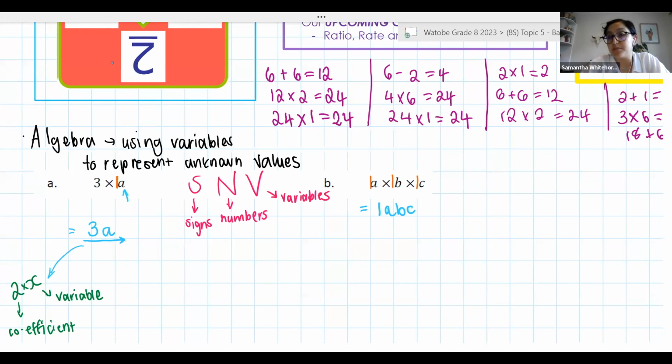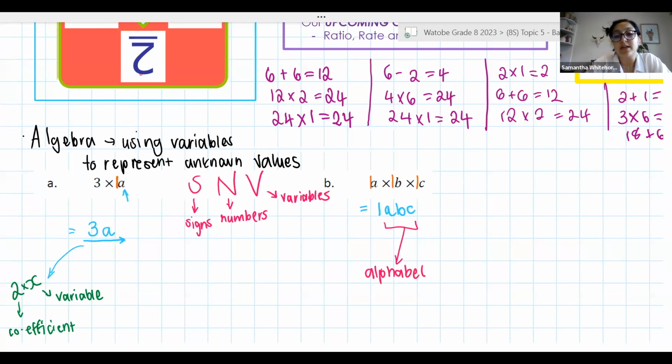So we just have A, B, C. Now, what I want you to remember, and this is what we said in our last lesson, is that whenever we have multiple variables, so more than one type of variable, we always want to try and put it in alphabetical order.